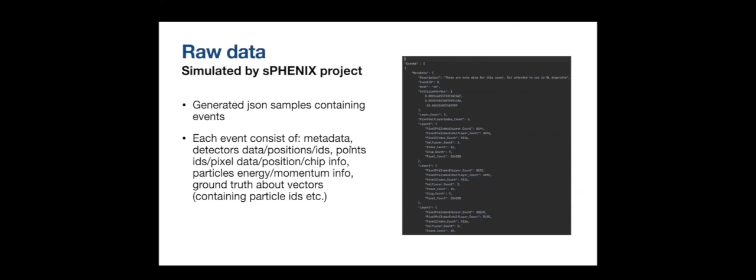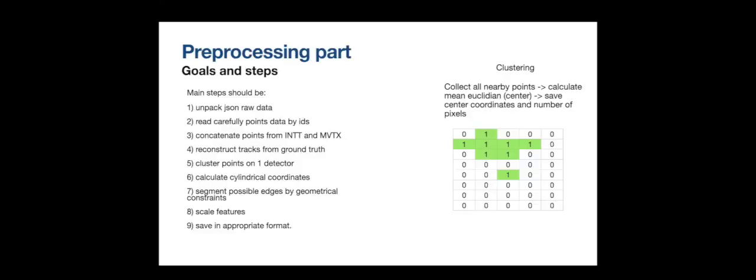Raw data simulated by the Sphinx project is represented as generated JSON samples containing information about events, and it has a lot of information which has to be analyzed. Each event consists of metadata of detectors, detectors data, their positions, IDs, point IDs, pixel data, position chip info, particles energy, momentum info, and also ground truth about vectors.